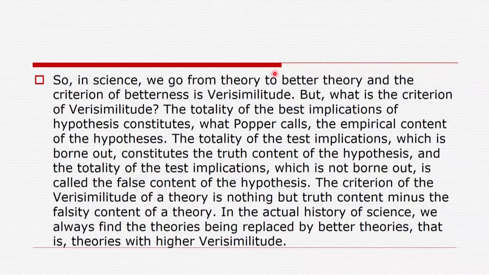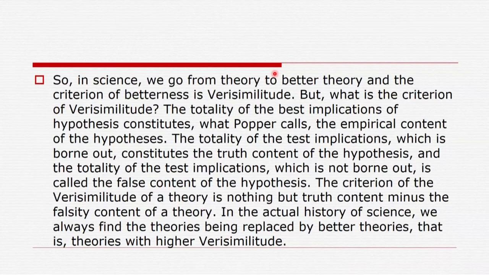Now, the totality of the test implications of a hypothesis constitutes what Popper calls the empirical content of the hypothesis. The totality of the test implications which are borne out constitutes the truth content of the hypothesis, and the totality of the test implications which are not borne out is called the falsity content of the hypothesis. What is the criterion of verisimilitude, which we are trying to address? The criterion of the verisimilitude of a theory is nothing but truth content minus the falsity content of a theory.